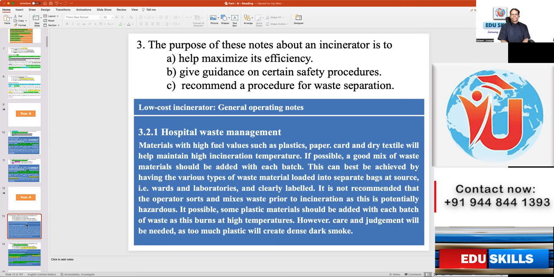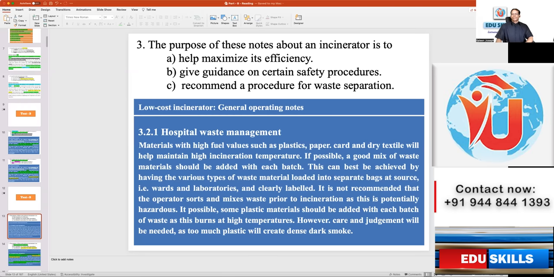Materials with high fuel values, such as plastics, paper, card, and dry textile, will help maintain high incineration temperature. If possible, a good mix of waste materials should be added with each batch. This can best be achieved by having the various types of waste material loaded into separate bags at source, that is, wards and laboratories, and clearly labeled. It is not recommended that the operator sorts and mixes waste prior to incineration, as this is potentially hazardous. If possible, some plastic materials should be added with each batch of waste, as this burns at high temperatures. However, care and judgment will be needed, as too much plastic will create dense, dark smoke.